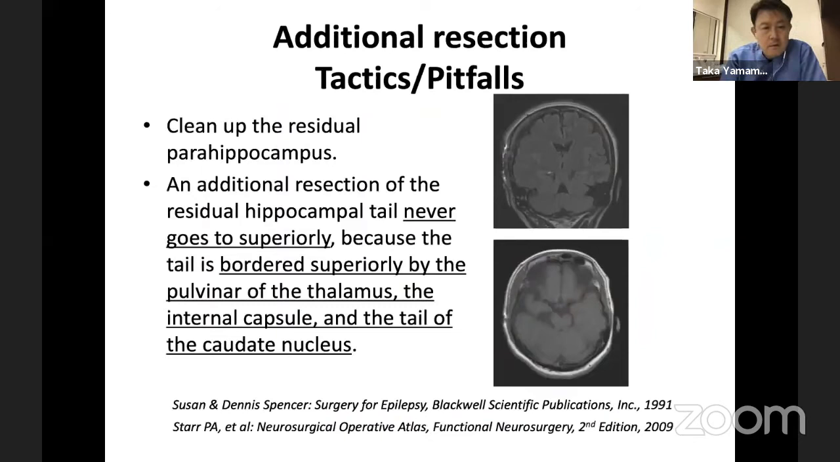And this is also important. The residual hippocampal tail never goes superior, because the tail is bordered superiorly by the pulvinar of the thalamus, the internal capsule, and under the tail of the caudate nucleus. So this is very critical, and never go out when we resect the residual hippocampus.